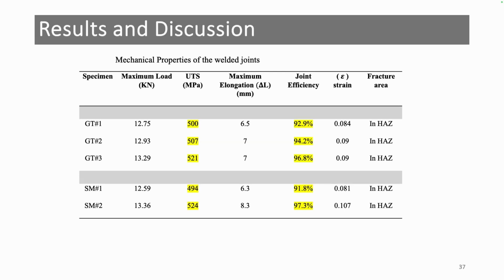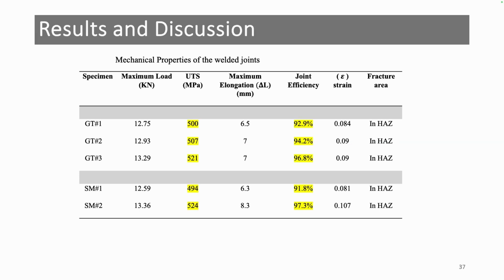Regarding the mechanical properties of the welded joint, here we found that the joint efficiency for the lower heat input was only 92. Then when we increase the heat input, the joint efficiency was increased. It recorded 69%, and the fracture was located at the heat affected zone. The same also for the SMAW. When we increase the heat input, the joint efficiency was increased.